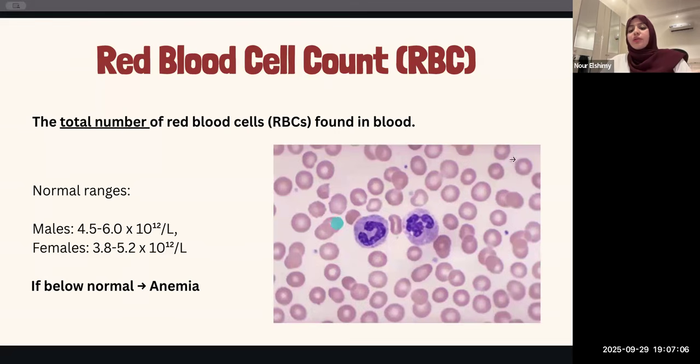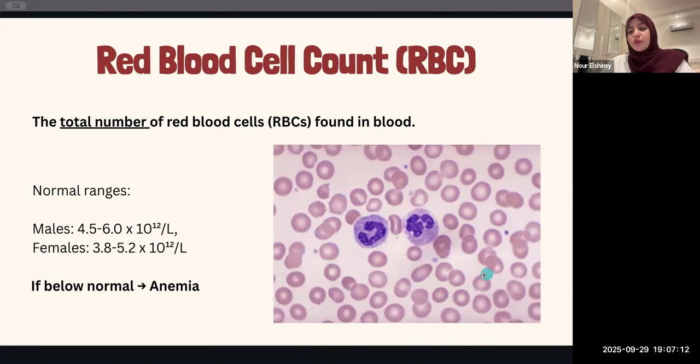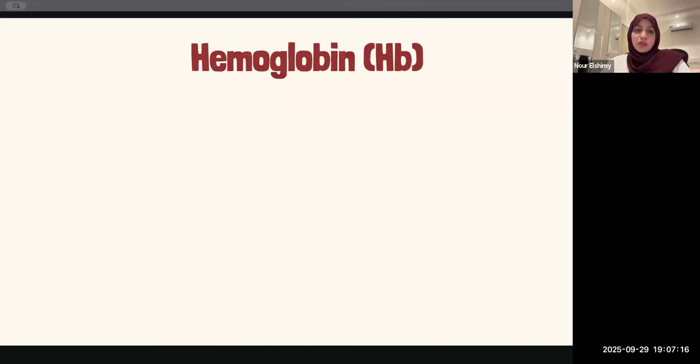Now, this is just a picture that shows you how red blood cells normally look under the microscope. As you can see, they're beautiful right there. All right. Moving on, we have hemoglobin. And this is actually one of the major measures we need to do or test for anemia. Now, what even is hemoglobin?